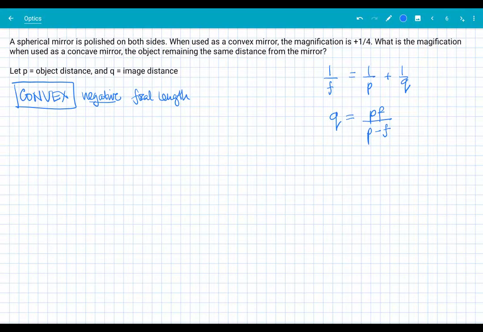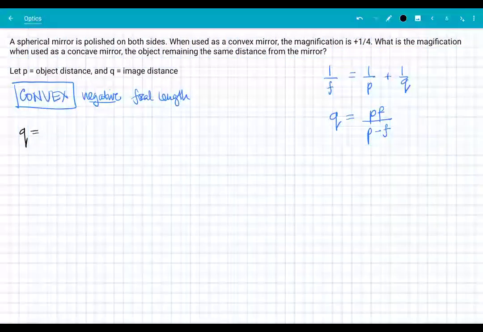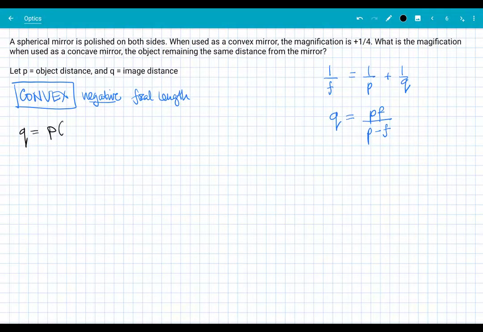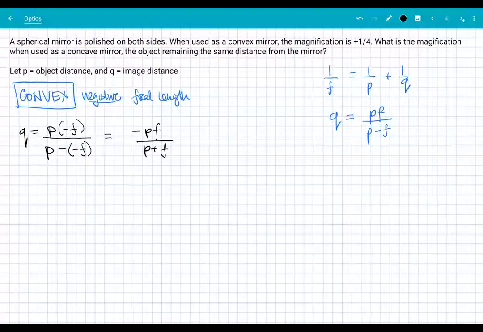So when I solve for q for a convex mirror, I've got to take that into consideration for this case. So I'll have P times negative F when I sub into the general equation, over P minus, again, this is a negative F, negative focal length. And that gives me negative P F over P plus F here. All right, so that lets me know what my image distance is, right?